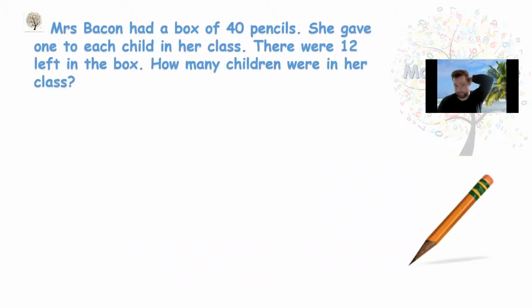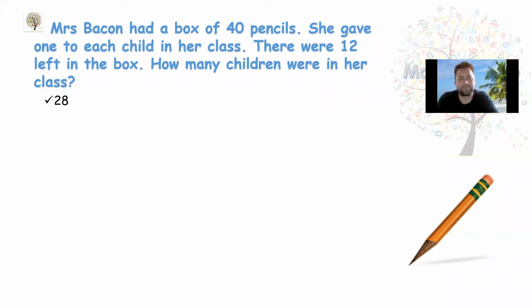Okay, here we've got some word problems. Mrs. Bacon had a box of 40 pencils. She gave one to each child in her class. There were 12 left in the box. How many children were there in her class? Pause the video. I'm going to do the answer now. The answer is 28. You had to do 40, take away 12.